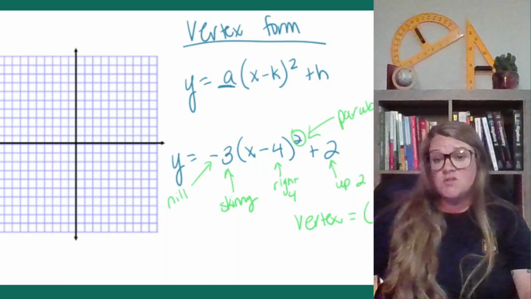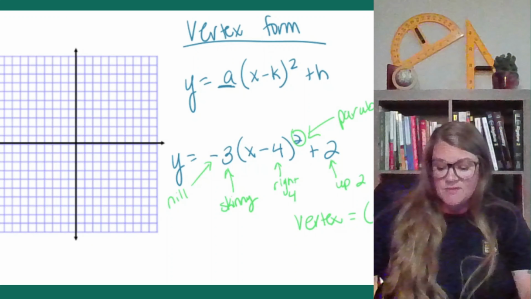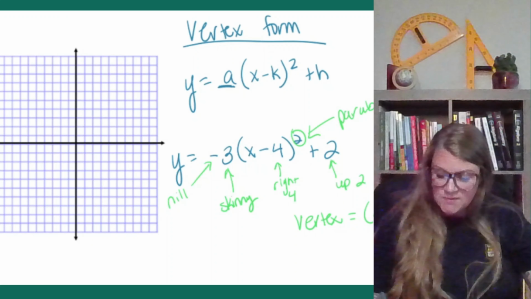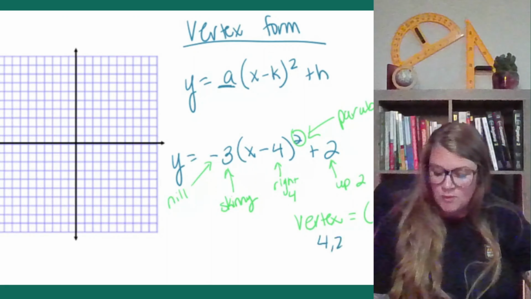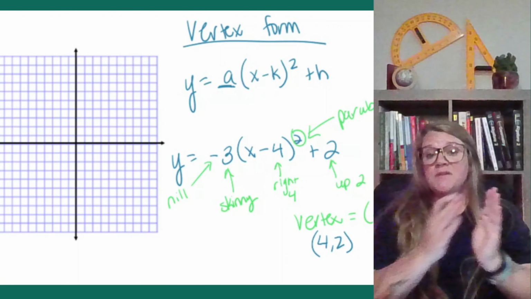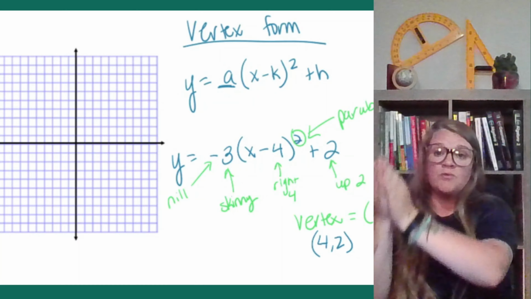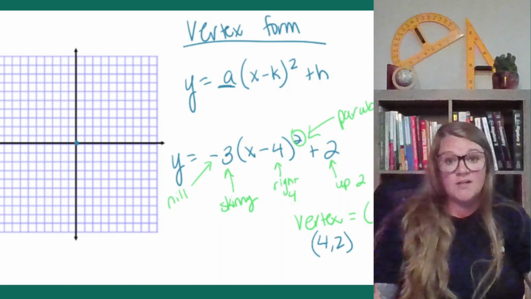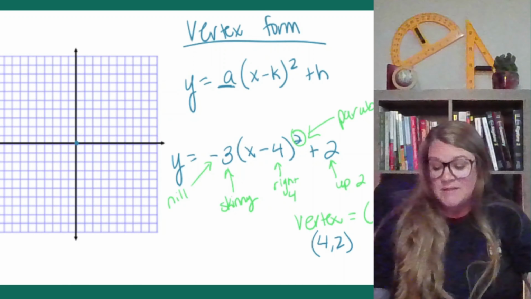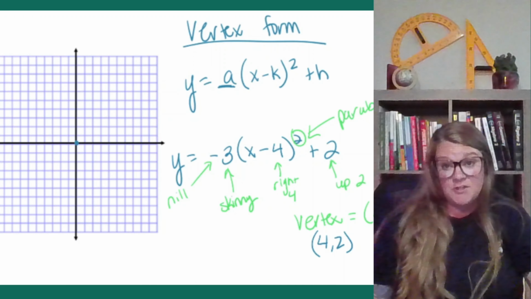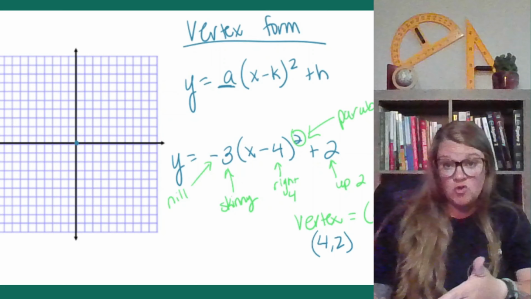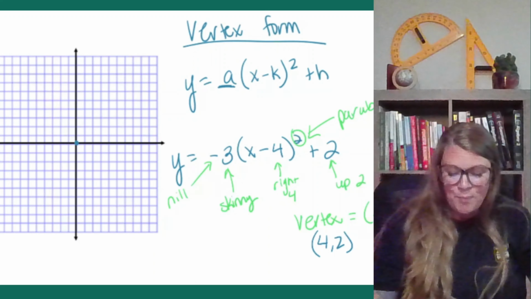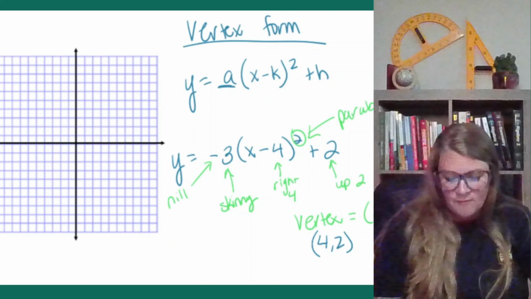So let's start. We want to start with our vertex. We said that my vertex got cut off. Our vertex is at the point (4, 2), because it's moved 4 to the right and it's moved 2 up. So normally my parent function would have a vertex right there at the origin, but I'm moving my parent function into a new spot. So it won't be at the origin, it's going to be over 4 and up 2.